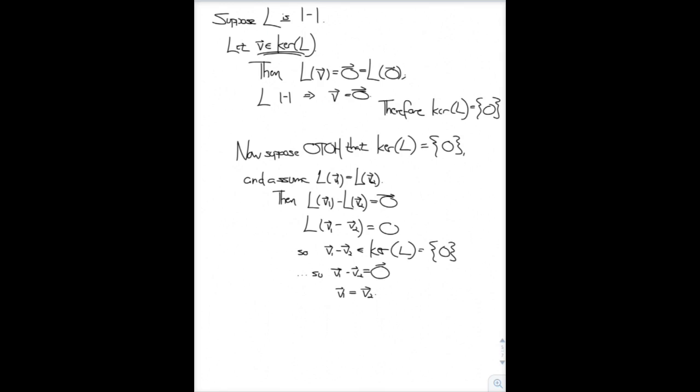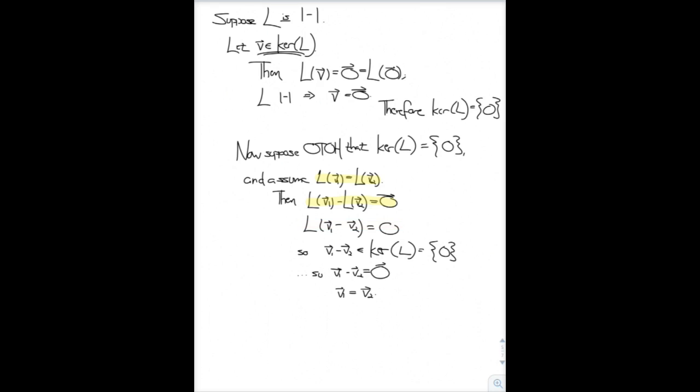Under the assumption that the kernel of L is equal to 0, let's take two vectors, perhaps distinct, perhaps the same, and assume that their images are equal under L. If L of v1 is equal to L of v2, as we're assuming, then we can subtract L of v2 from both sides and conclude that L of v1 minus L of v2 is equal to 0. And then, using linearity of L, write this as L of the quantity v1 minus v2.